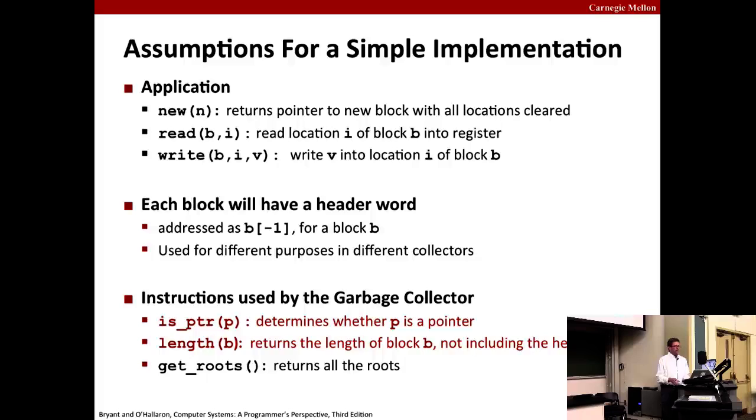Let's look at the assumptions for a simple implementation, just to make sure this is clear. The application calls new to get a pointer to a block with all the values cleared. It calls read b i to read location i of block b, and it uses write b i v to write a value v into location i of block b. Each block will have a header word which we'll address as b[-1]. The garbage collector has functions that it uses to identify whether its input parameter is indeed a pointer, so there's some way to distinguish a pointer from a non-pointer. It can get the length of some block, not including the header, and it can get the set of all of the roots.